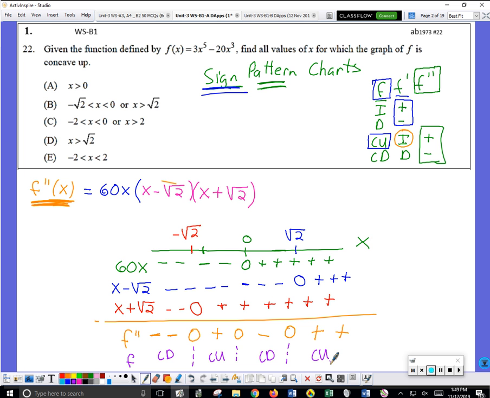So we're looking for concave up, so we're between negative root 2 and 0. What are the 3 dots? Oh, that's just a dashed line. You can draw a solid line, doesn't matter. I'm just showing you the divisions.